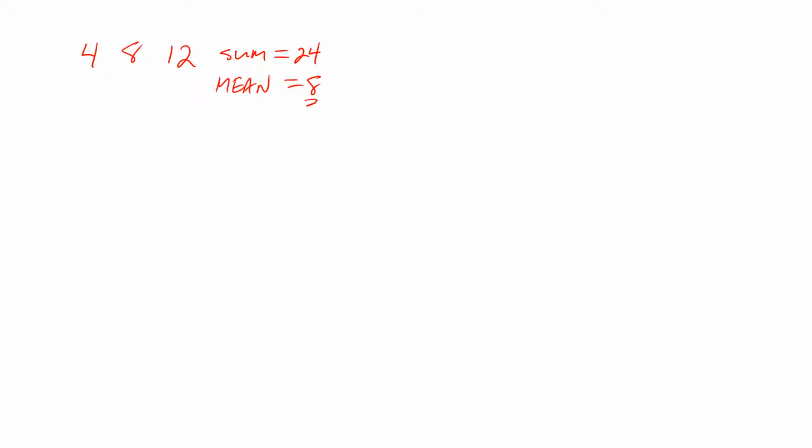Let's do another one. Suppose we had 1, 2, 3, 4, and 5, and I want to find the mean of those numbers. So again, I add them all up. 1 and 2 is 3, and 3 is 6, and 4 is 10, and 5 is 15. So the sum is 15. To find the mean, we take that sum and divide it by the number of numbers. There are 5 numbers. 15 divided by 5 is 3, so the mean of those numbers is 3.